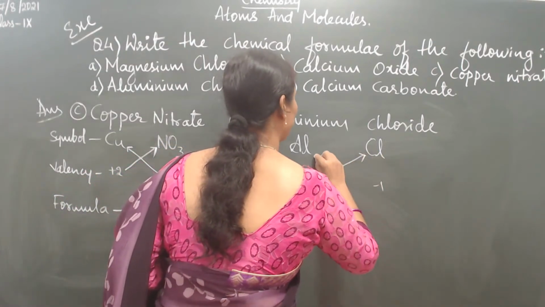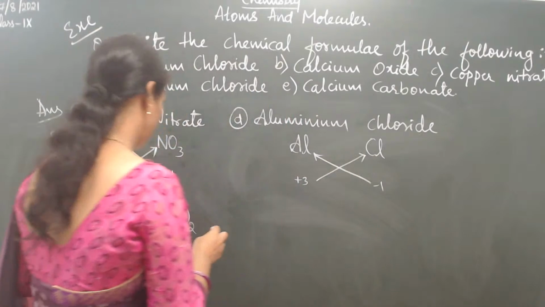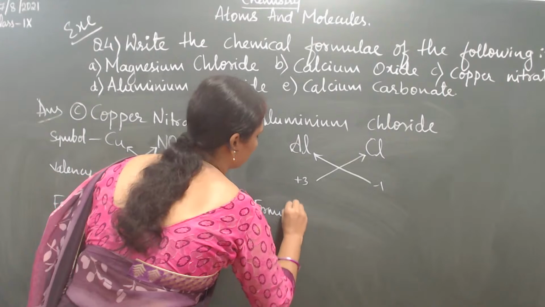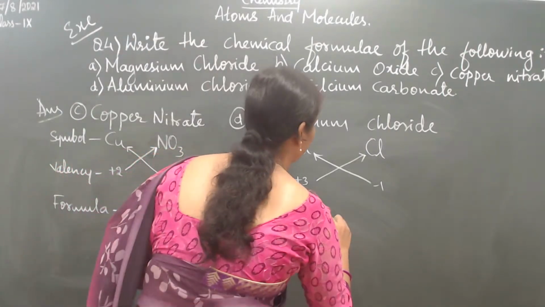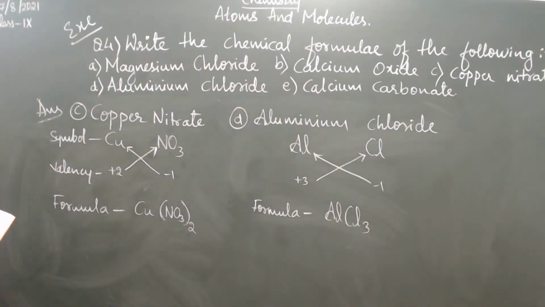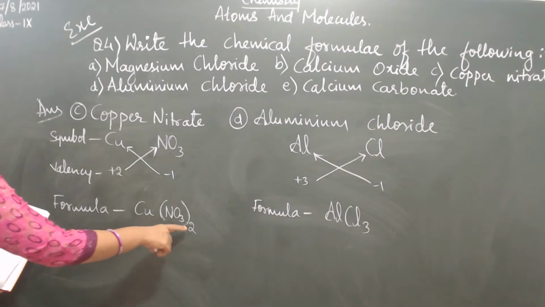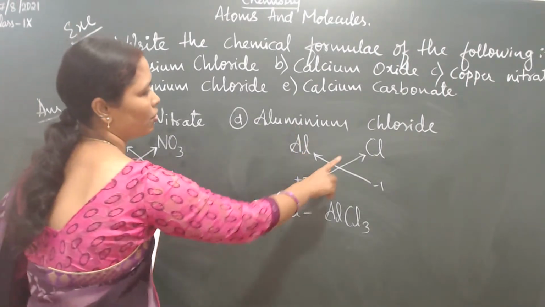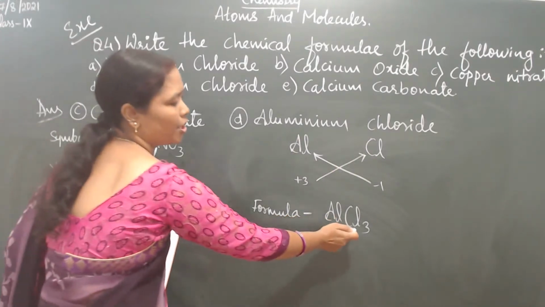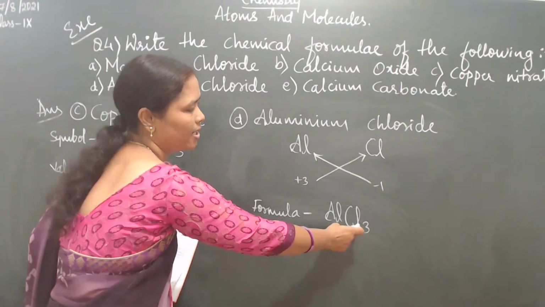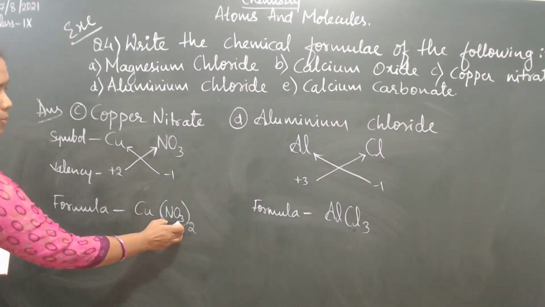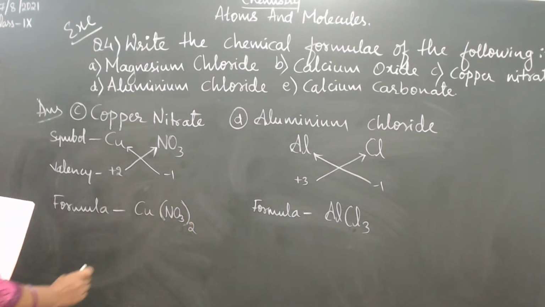According to the rule, what we have to do? We have to crisscross this one, and the formula is like this: AlCl3. Okay, so for the copper nitrate, Cu(NO3)2, and here for the aluminium chloride, AlCl3. Here we need not write the bracket for this. It is a single ion. Here for the polyatomic ion, we are going to use the bracket.